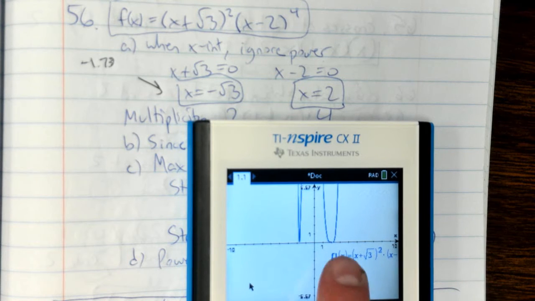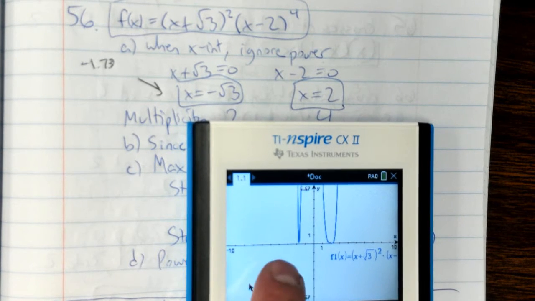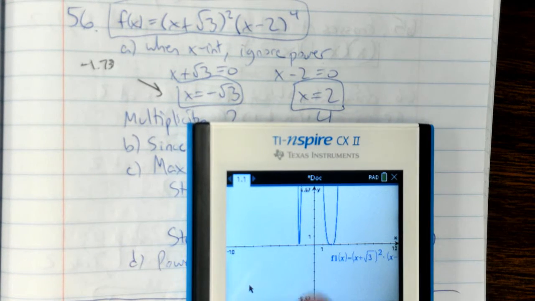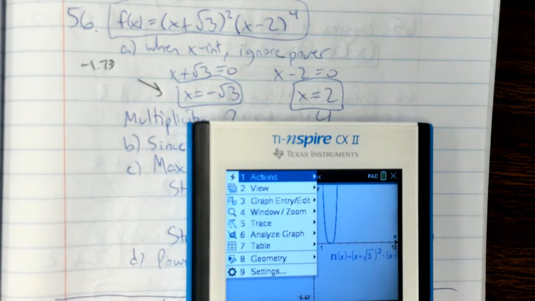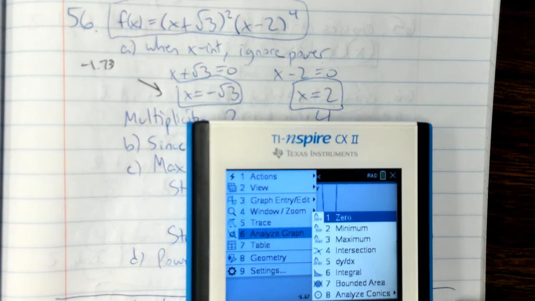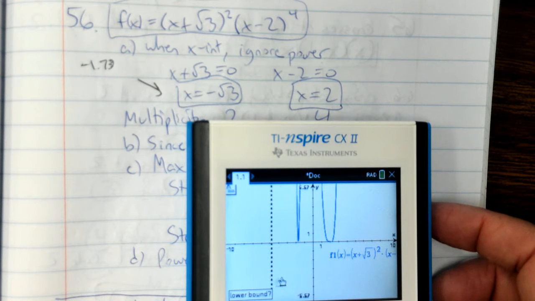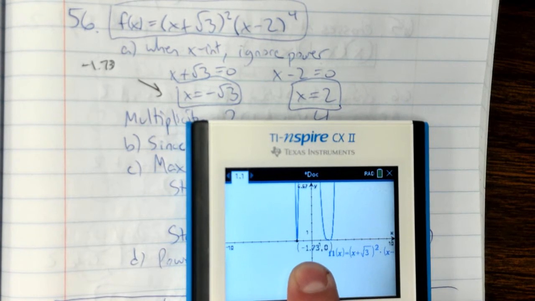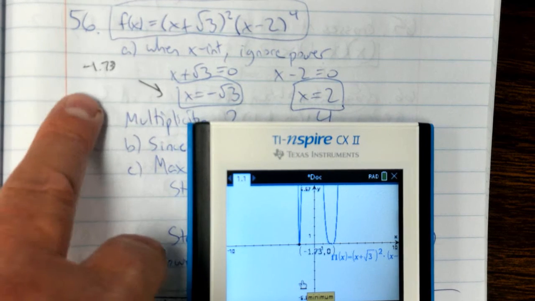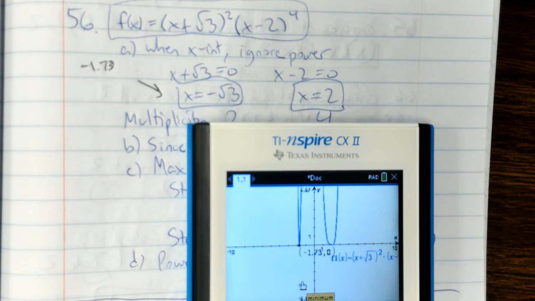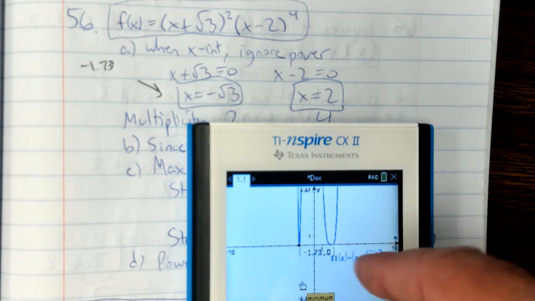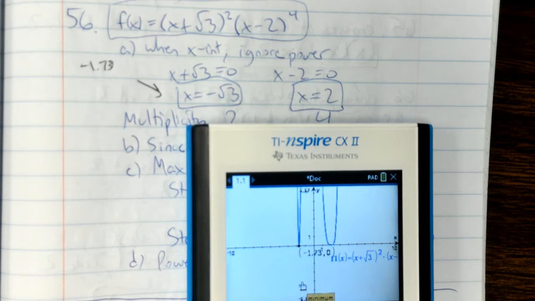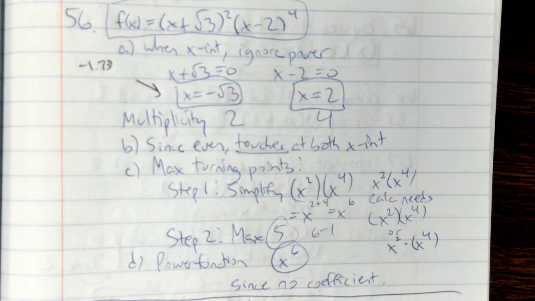So the graph looks like this, and so there's your first one. So, for example, if you go to Analyze Graph and then Minimum, between here and here, it's going to say negative 1.73. But we don't really want that. We want negative square root of 3 because we want the exact answer. Okay. And then the other one would be 2. Question?